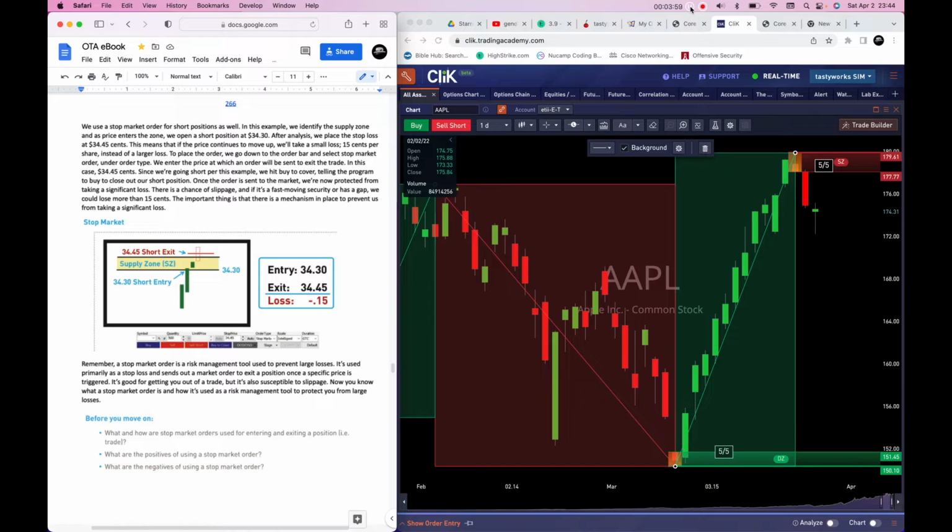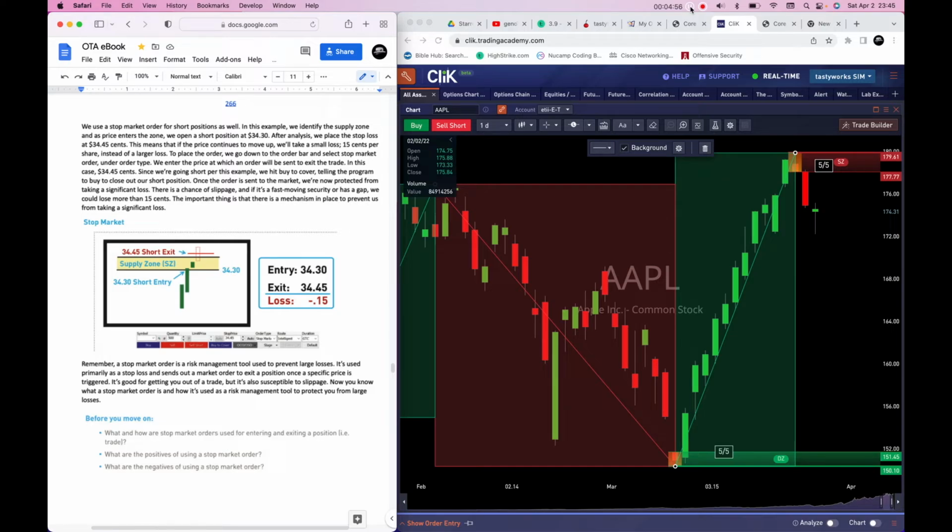We enter the price at which an order will be sent to exit the trade. In this case, it's $34.45. Since we're going short per this example, we hit Buy to cover, telling the program to buy to close out our short position. Once the order is sent to the market, we're now protected from taking a significant loss. There is a chance of slippage, and if it's a fast-moving security or has a gap, we could lose more than 15 cents per share. The important thing is that there is a mechanism in place to prevent us from taking a significant or large loss.